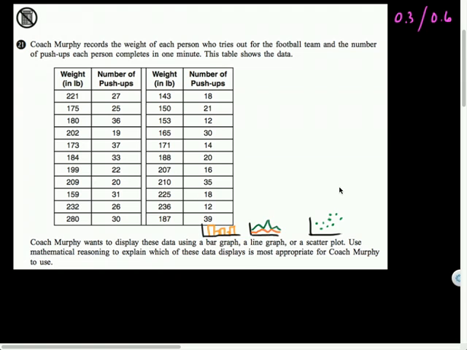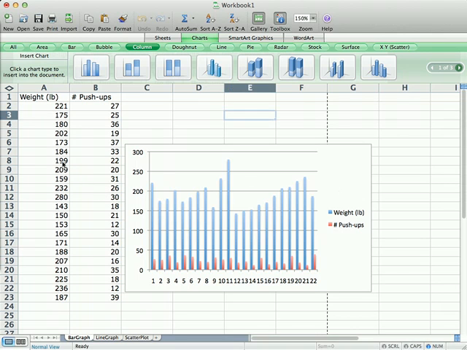I drew this up in Excel. So here's that data listed as a bar graph. All right, and so we end up having a lot of different bars. We can see the number of push-ups here, and you can see the kids that have more push-ups, I suppose. So it does display the data. The side-by-side bars represent that first student's weight and then that first student's push-ups, right? So it does display the information, but it's a little bit cluttered.